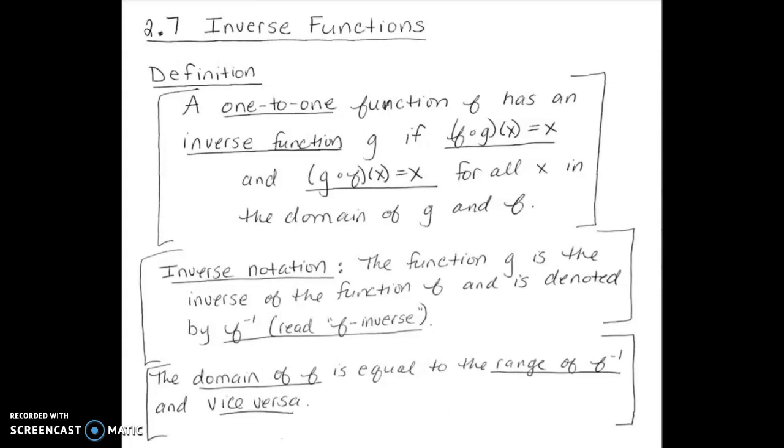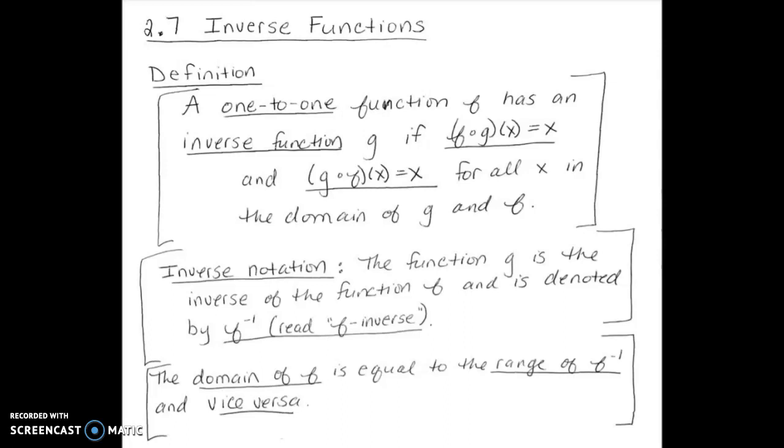In this video, we are going to cover section 2.7 on inverse functions. The definition of an inverse: a one-to-one function f has an inverse function g if f composed with g of x equals x and g composed with f of x equals x for all x in the domain of both g and f.